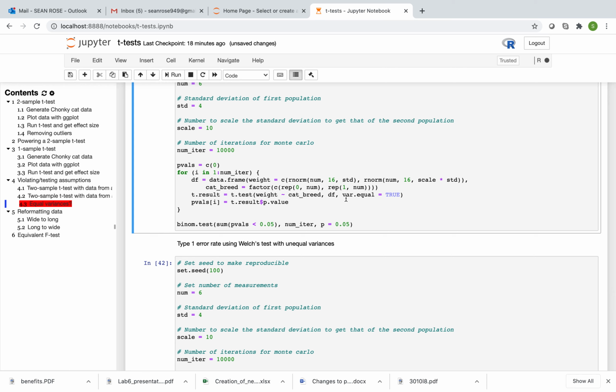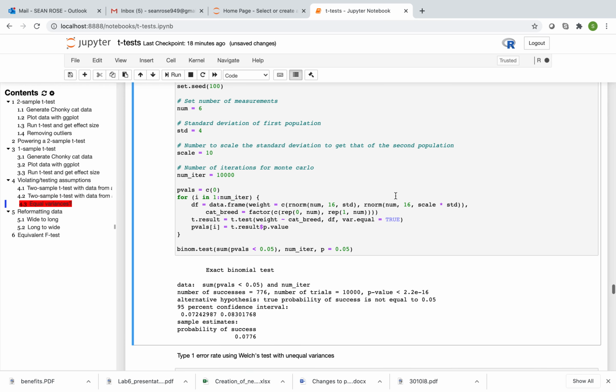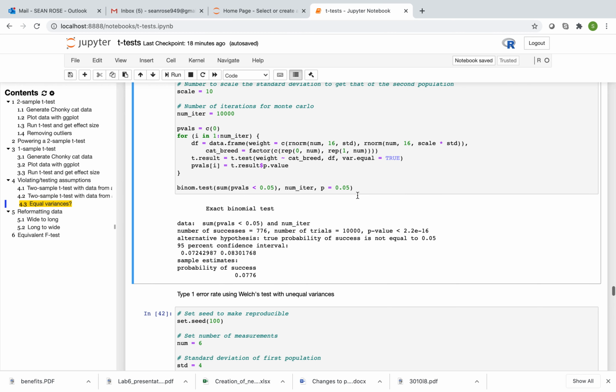Here I am setting var.equal to TRUE in the call to t.test, so that we don't do Welch's correction to try to account for the unequal variances. Here in the actual generation of the data, you can see I'm sampling from a normal distribution with standard deviation equal to STD, and for the second population, I'm doing scale times STD, so 10 times 4, or 40.